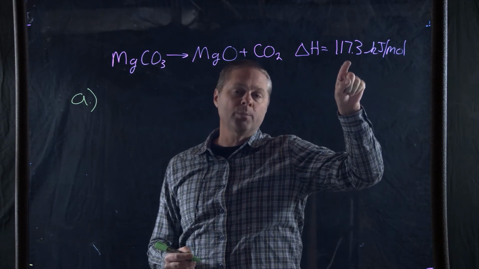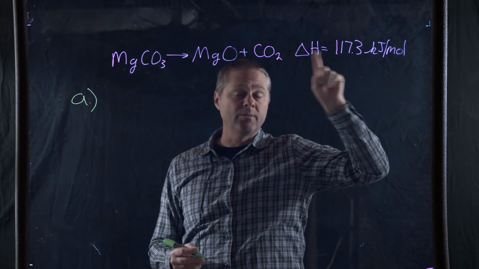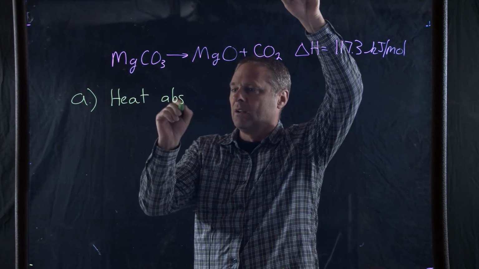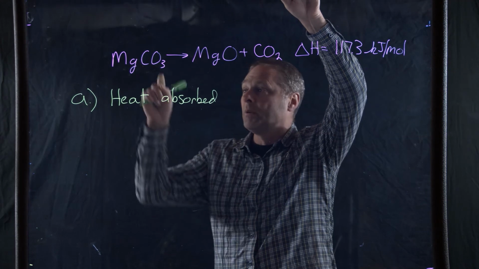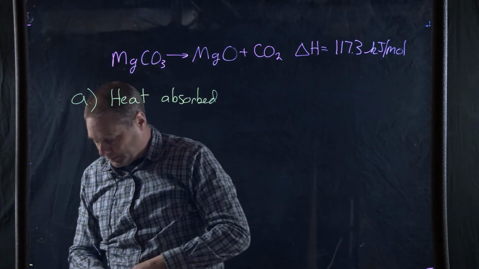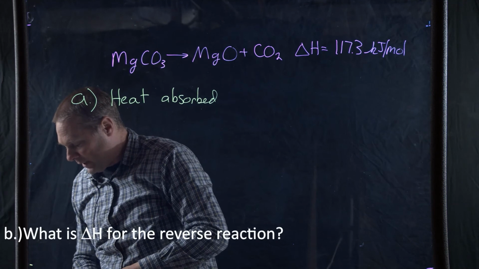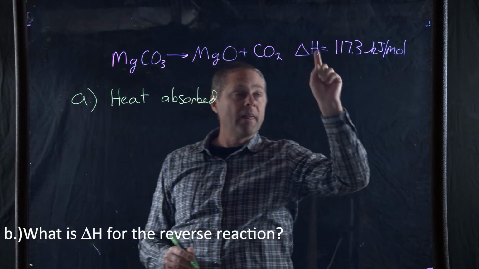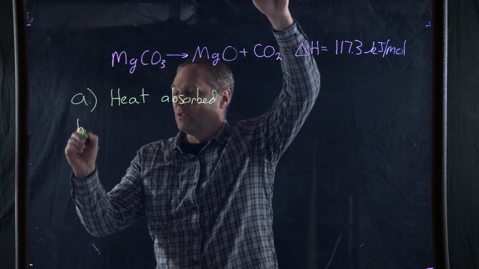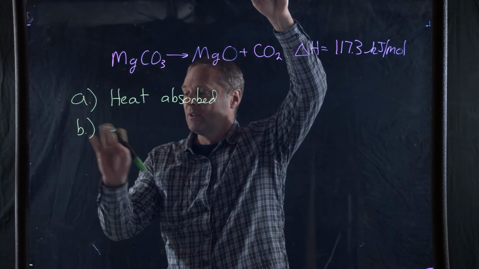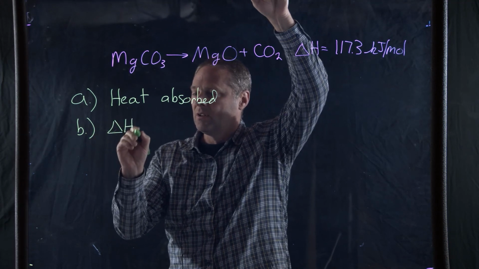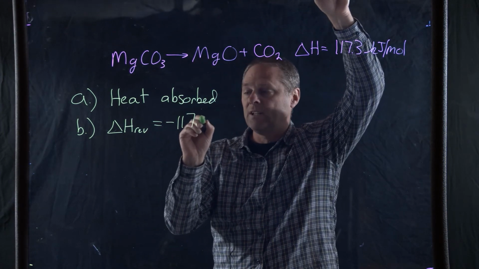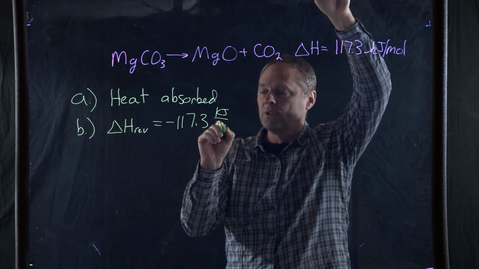We also can look at the enthalpy term and see that it is positive. If we have a positive enthalpy, that means that heat is absorbed by the system. All right, so that's going to be our system. B, what is the delta H for the reverse reaction? So if we're going to write this in reverse such that the products become the reactants, then our delta H is going to be negative. So B, the delta H for the reverse of what we have here is equal to a negative 117.3 kilojoules per mole.